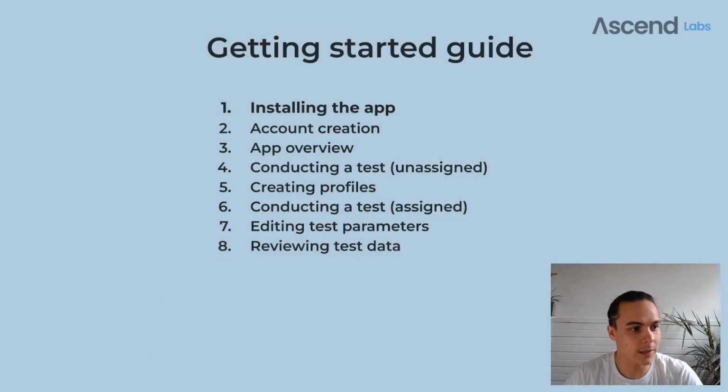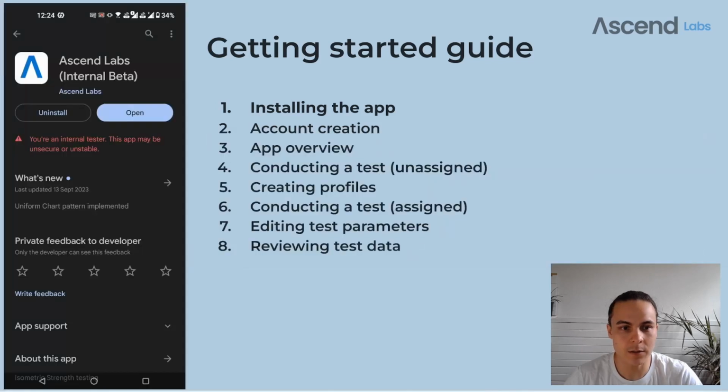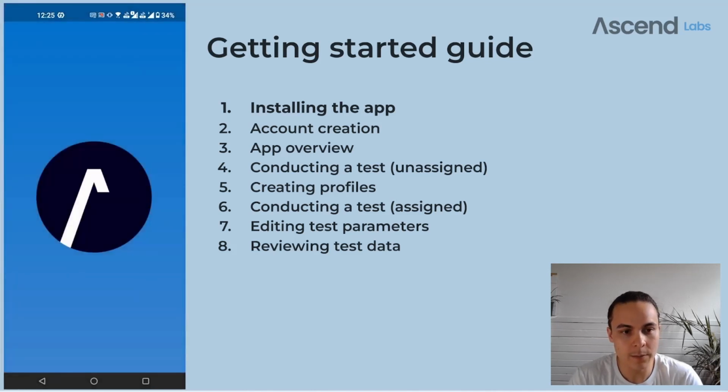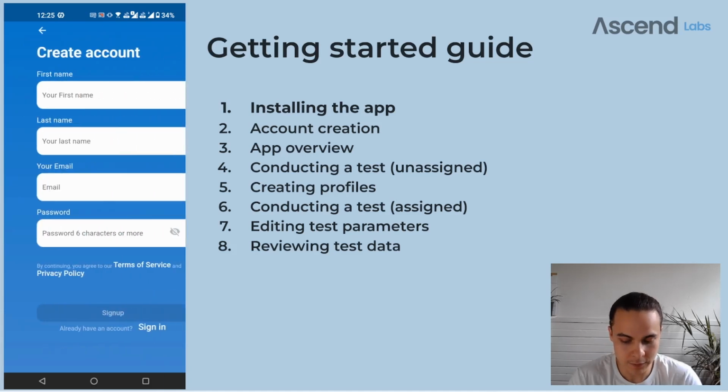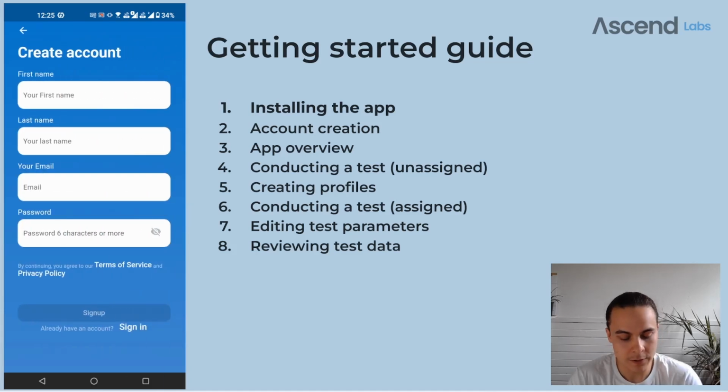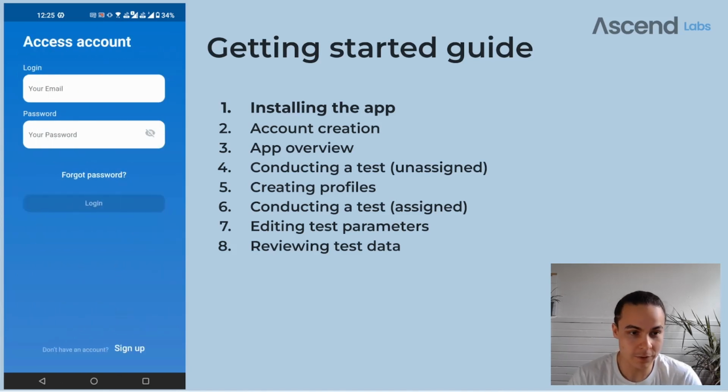I'll pull up my phone on a mirror here just to make things a little bit easier. So I've already downloaded the app from the Google Play Store, and we'll open that up. If it's your first time using the app, you'll need to create an account. So go through this flow here, enter in all your details and sign up. There is one extra confirmation step where we'll send an email to your email address to confirm it's a real email. Once you do that, you can log in.